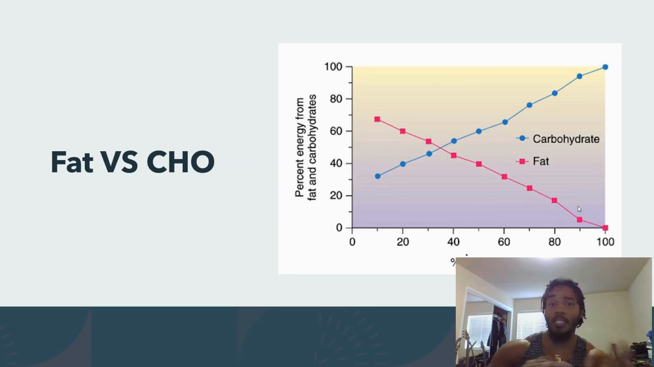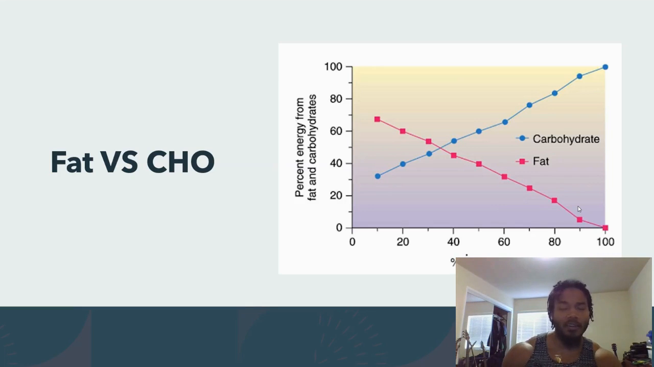So the biggest thing you can see by this graph is that as your intensity increases, it looks like right about that 36, 37% point or so, carbohydrates overtake fats, right? You start to utilize more carbohydrates. So why? We start to utilize more carbohydrates because the process is significantly faster to continually create ATP from carbohydrates than from fat.